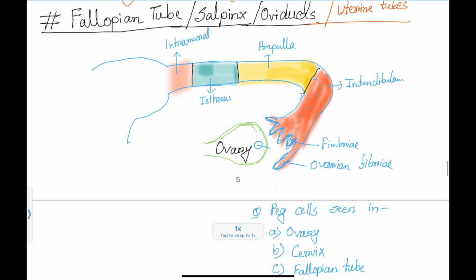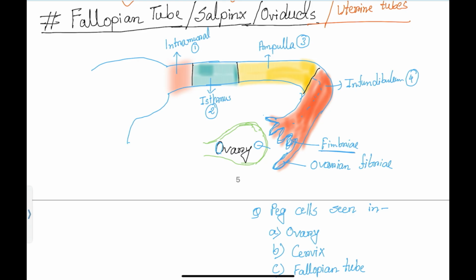Now those are the parts of this fallopian tube. So what are the parts? The intramural part, the second part is your isthmus, the third part is your ampulla, the fourth part is your infundibulum. In this infundibulum small finger-like projections are called fimbriae, and among these small projections one long projection is called your ovarian fimbria. And as you already know, this is your ovary.